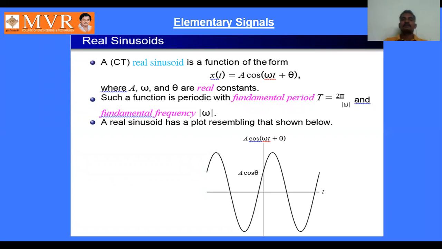So a real sinusoid can be defined as x of t equal to A cos of omega t plus theta, a function of the form x of t equal to capital A cos omega t plus theta, where A, omega, and theta are real constants. Such a function is periodic with the fundamental period T equal to 2 pi by mod omega, and mod omega is the fundamental frequency. A real sinusoid has a plot resembling that shown below, which is the graphical representation of the real sinusoid A cos omega t plus theta.